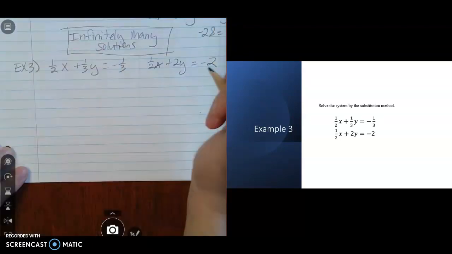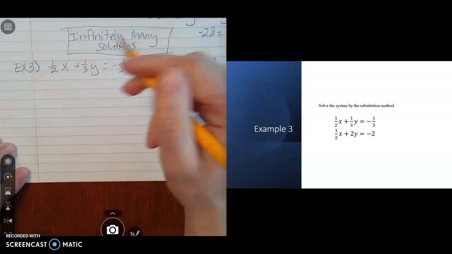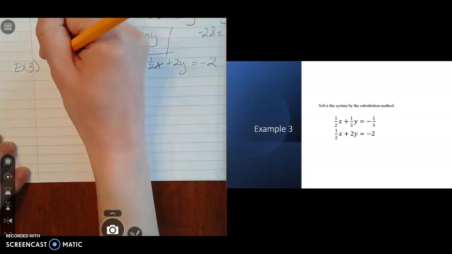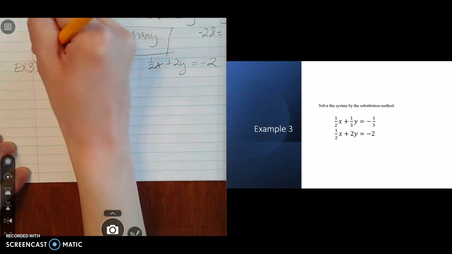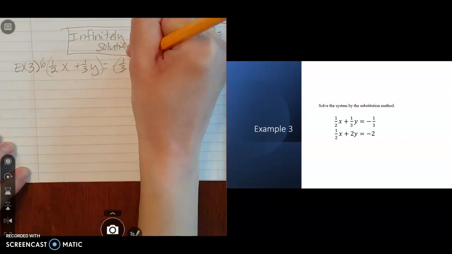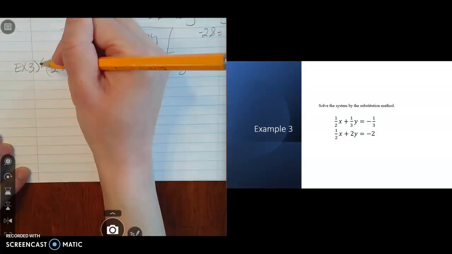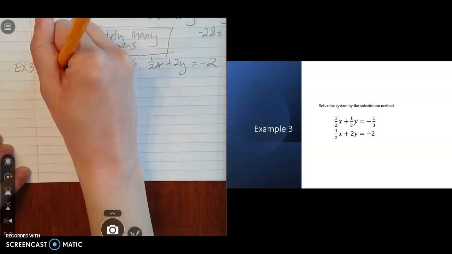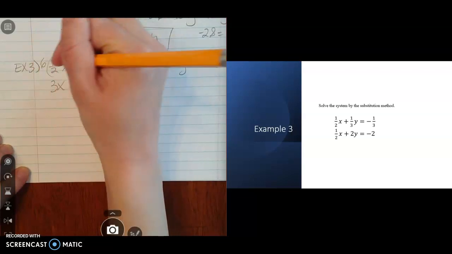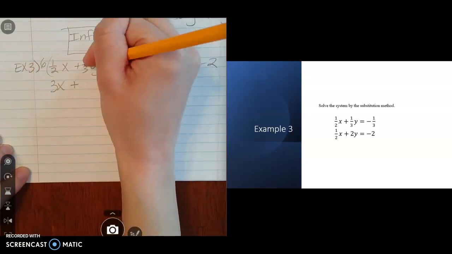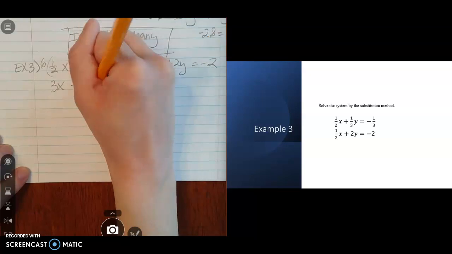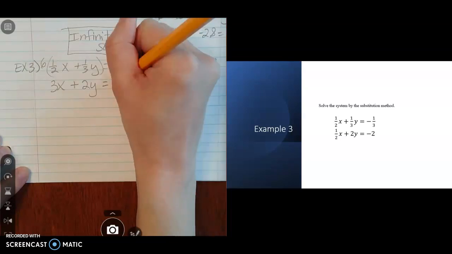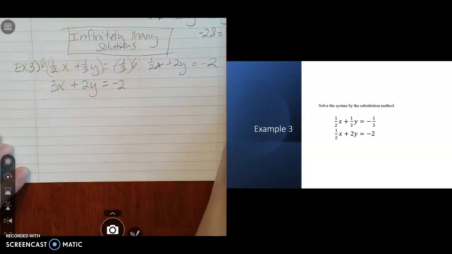So the first thing I'm going to do is just get rid of my fractions, okay? Because it'll just make it a little bit cleaner. With 2 and 3 as my denominators, my LCD would be 6. So I'm going to multiply both sides of my equation by 6, just to make it a little nicer looking. So 6 times 1/2 would be 6/2, which would simplify to 3x, plus 6 times 1/3, that would be 6/3, which would be 2y. And -1/3 times 6, that would be -6/3, so that would be -2. That looks a little bit better.